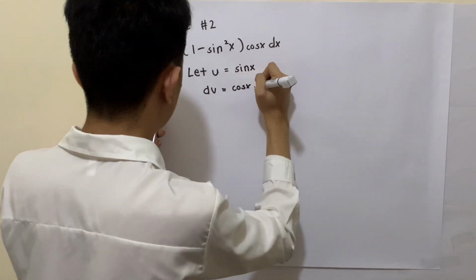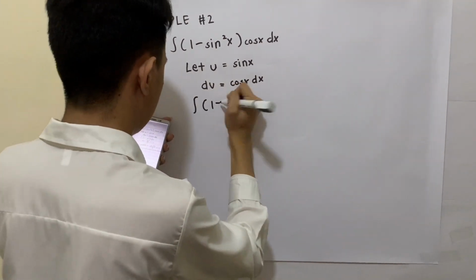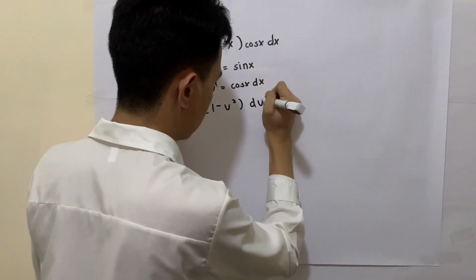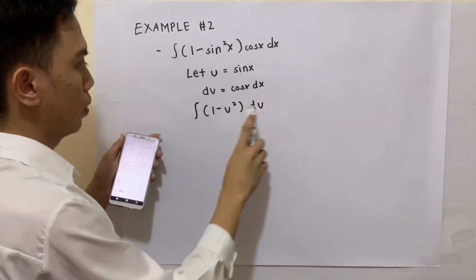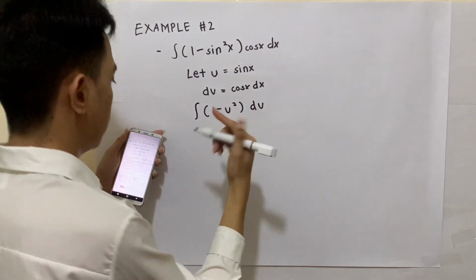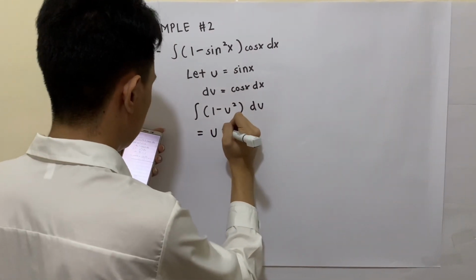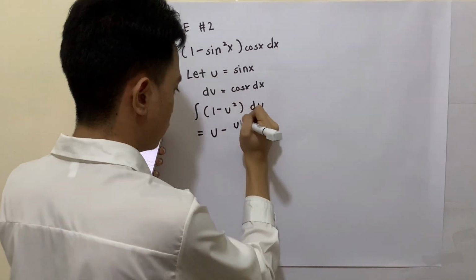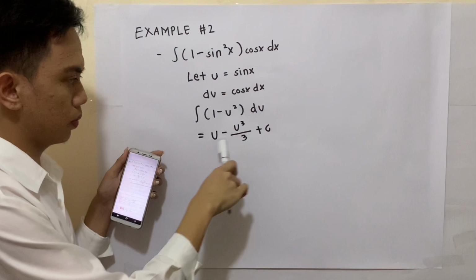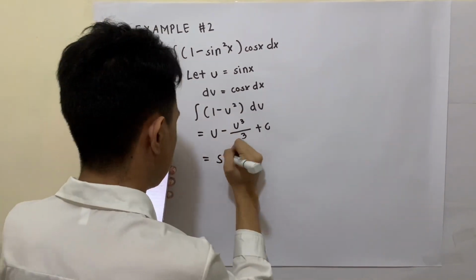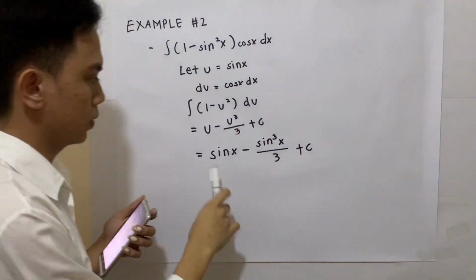Now, let's integrate. We'll have the integral of the quantity 1 minus u squared du. In this given, the value of du is equal to our given, which is cosine x dx. So, we don't need to transpose or equate. Moving on, as we integrate, we'll have u minus u cube over 3 plus c. Lastly, just substitute. Sin x minus sin cube x over 3 plus c is now our final answer.